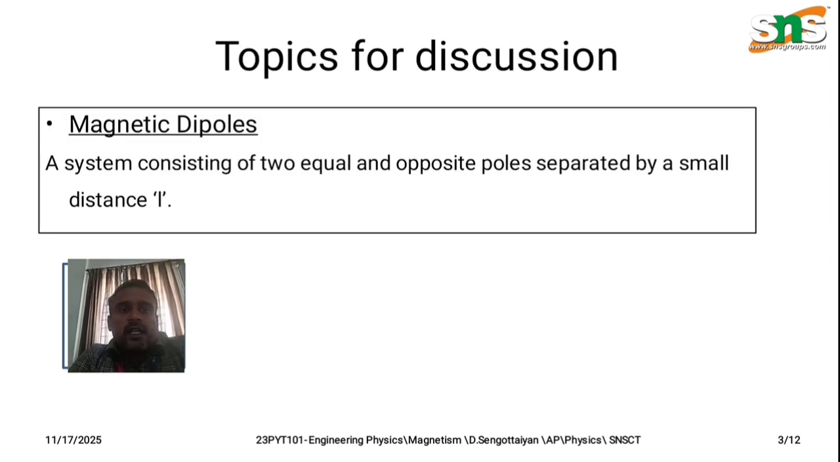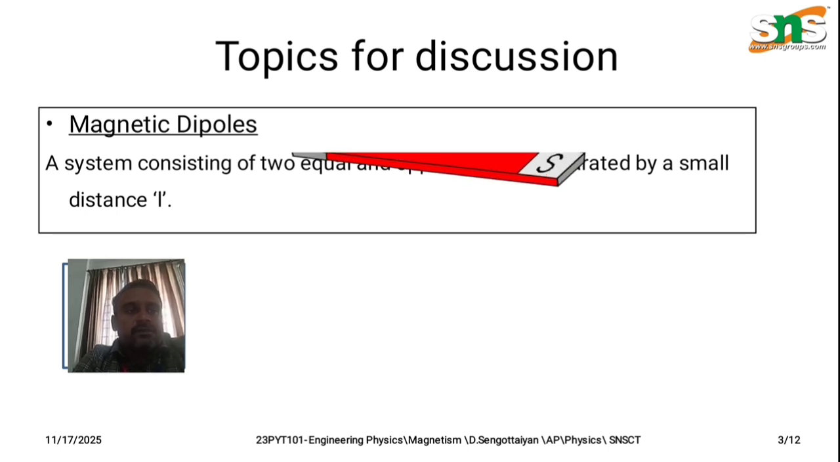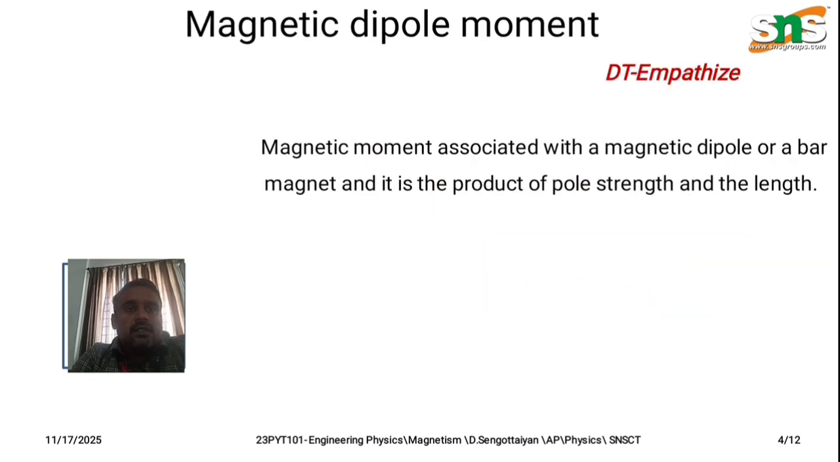Then the title is magnetic dipoles. We all know that a magnetic dipole is a system consisting of two equal and opposite poles separated by a small distance L. Then the magnetic dipole moment, that is the magnetic moment associated with the magnetic dipole, is the product of the pole strength and the length of the magnet.